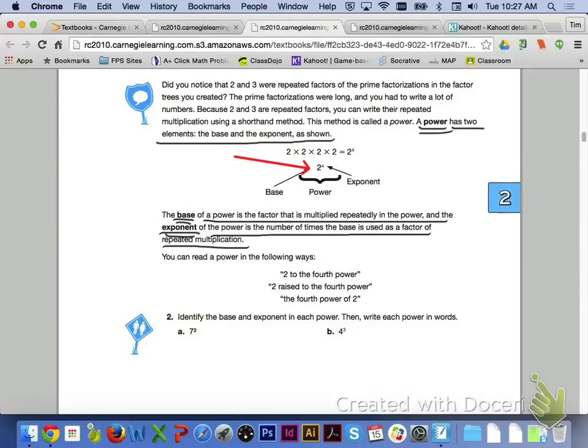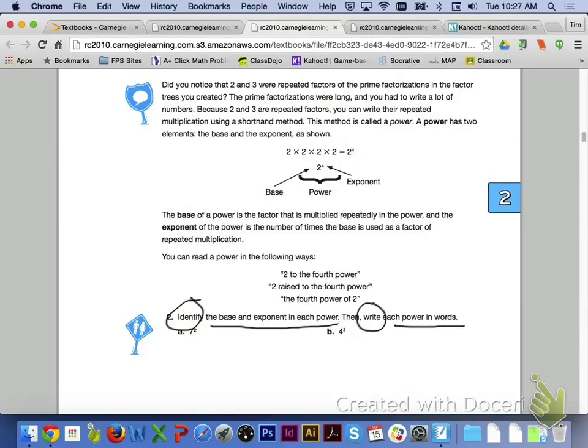The base of a power is the factor that is multiplied repeatedly in the power, and the exponent of the power is the number of times the base is used as a factor of repeated multiplication. So if we look at our base number 2, our exponent is 4. The exponent is telling us to multiply the number 2 by itself 4 times.